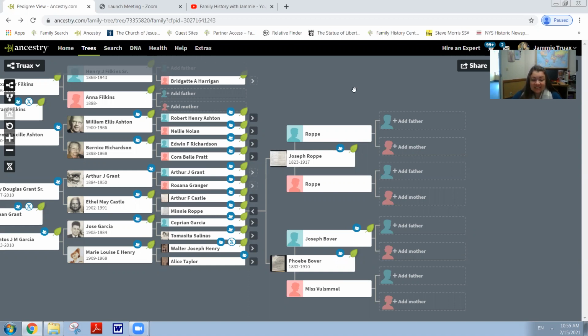So Ancestry, they haven't always had this since they had DNA, but they created something called ThruLines. ThruLines are amazing, but they really only work if you have a tree and hopefully the other person who's done their DNA also has a tree. But when it works, it's amazing.